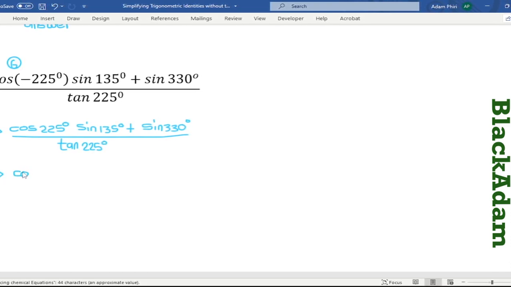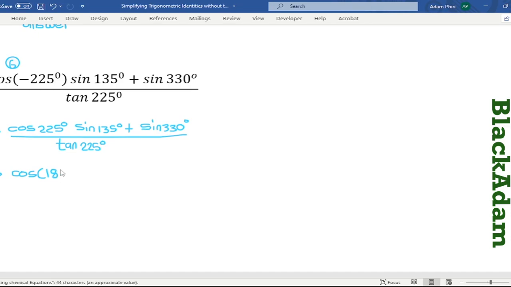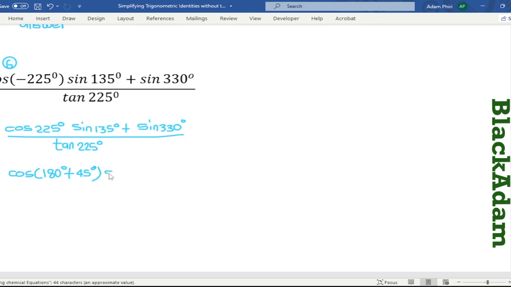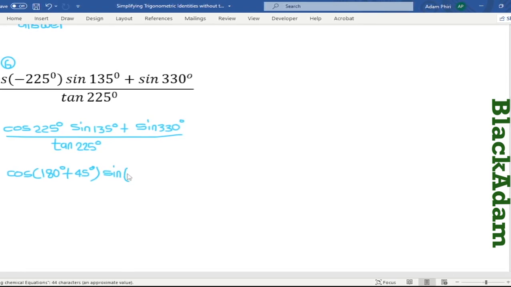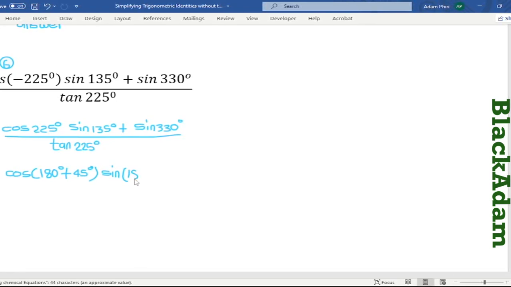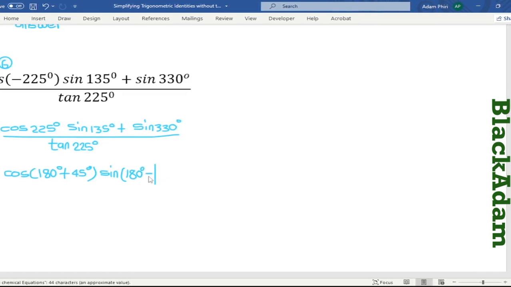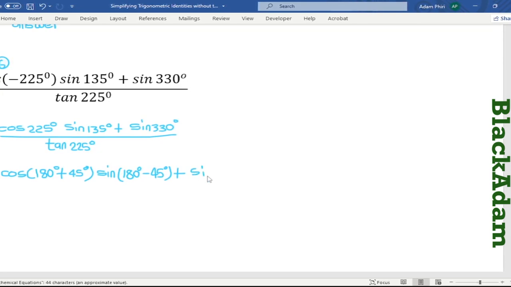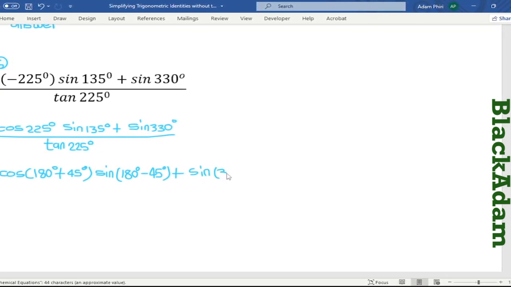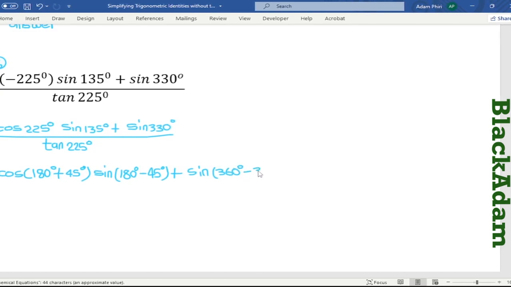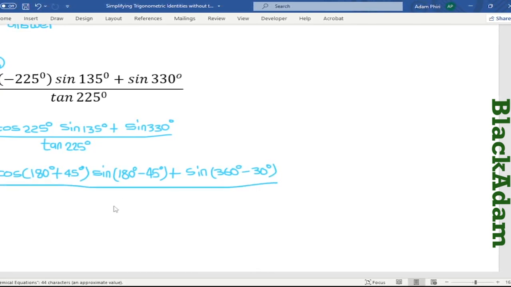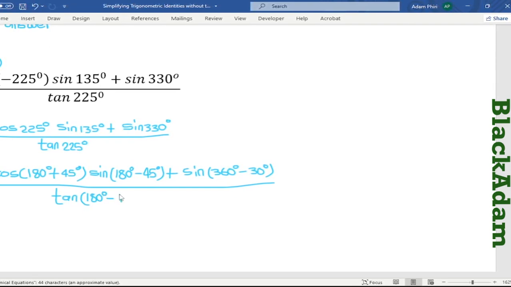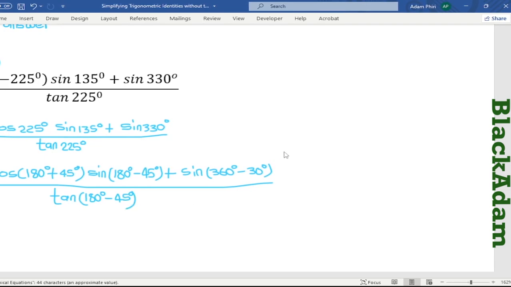Okay, so we rearrange it. That will be cos of 180 degrees plus 45 degrees to give us 225 degrees, plus sin of 180 degrees minus 45 degrees, and then plus sin of 360 degrees minus 30 degrees, all over tan of 180 degrees plus 45 degrees.